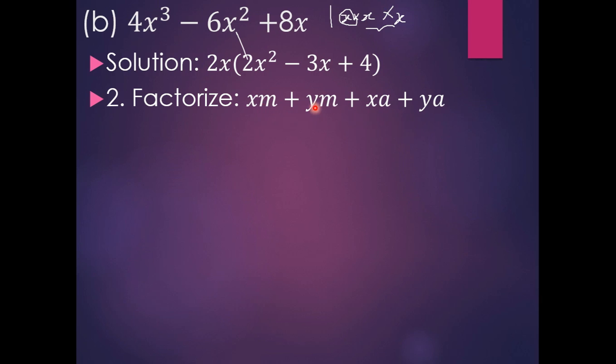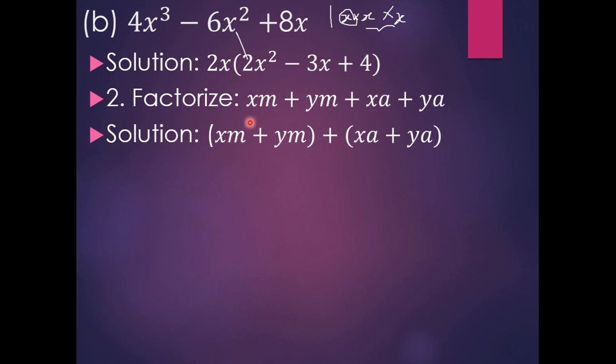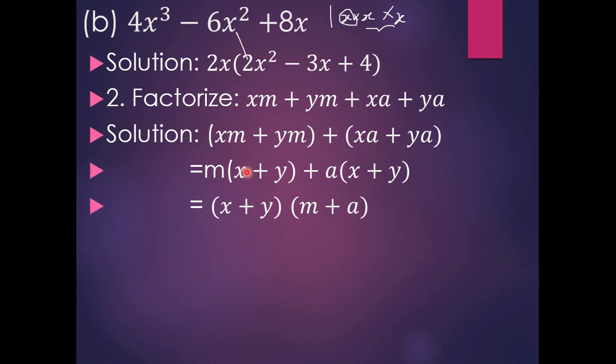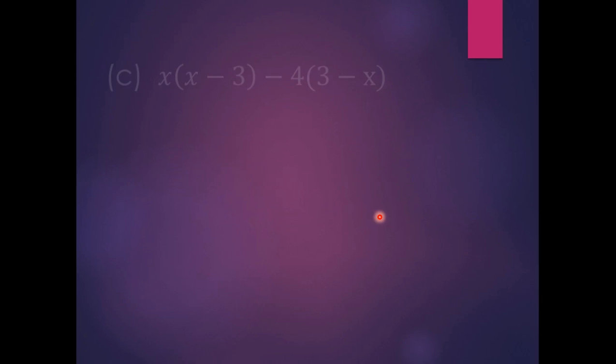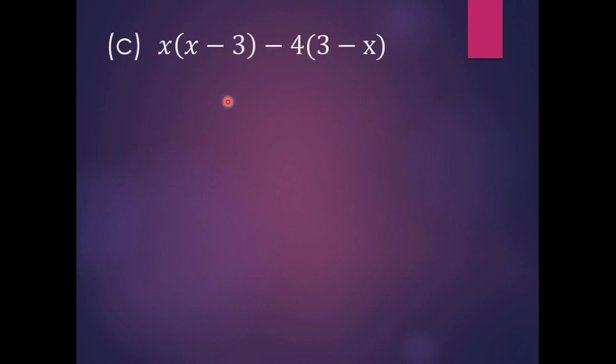So we can take out common from these 2 terms, and we can arrange them. We can enclose these 2 terms by a bracket, and from these 2 terms we can take out m as common, and here x plus y remains. From these 2 terms we can take out a as common, and we have x plus y. Here is x plus y, here is also x plus y, so x plus y can also be taken out as common, and what remains is m plus a. So this is our required answer.